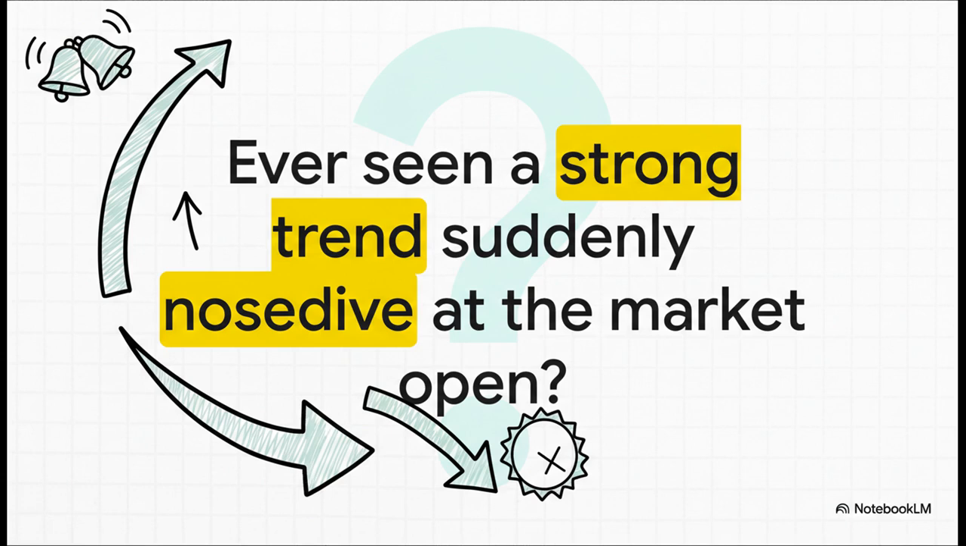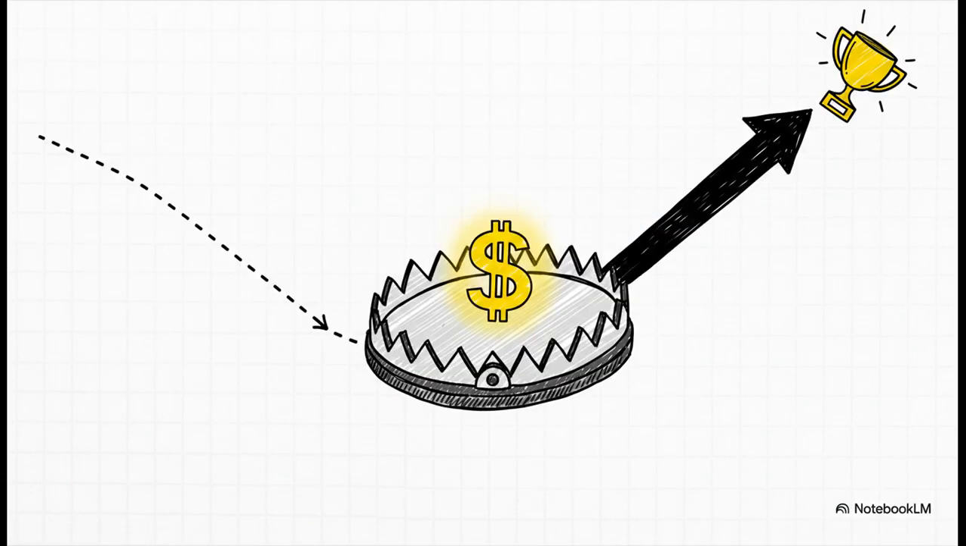It's the worst, right? Well, what if I told you that nosedive probably isn't random? A lot of the time, it's actually a trap. Yeah, a trap designed to shake out traders just like you. But here's the good news. We're going to unpack a system that's built specifically to trade that trap.